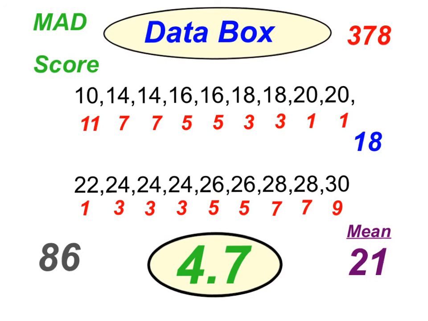So again, a 4.7 on a MAD score is pretty darn good. Remember, the closer you can get to zero, the better your mean represents your data set. And that's the MAD score.